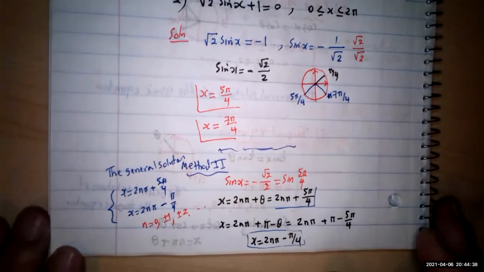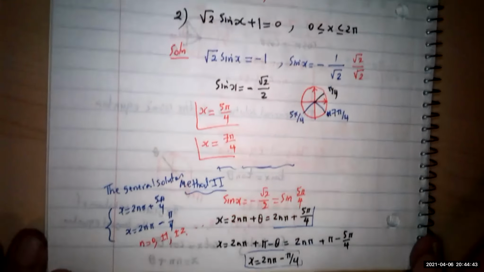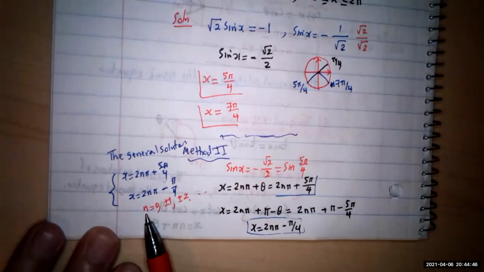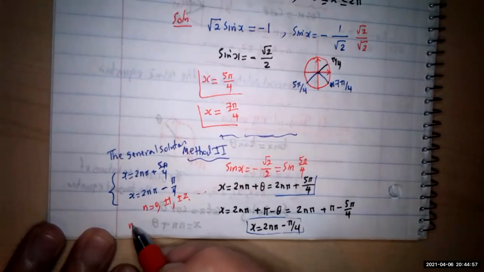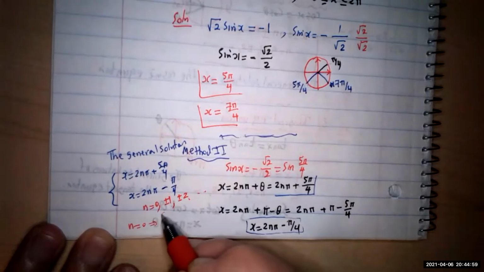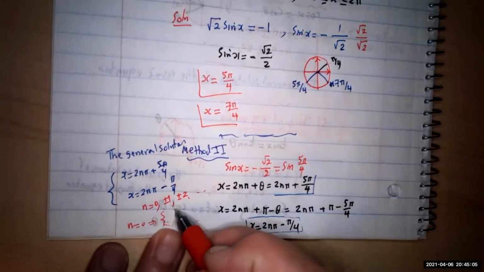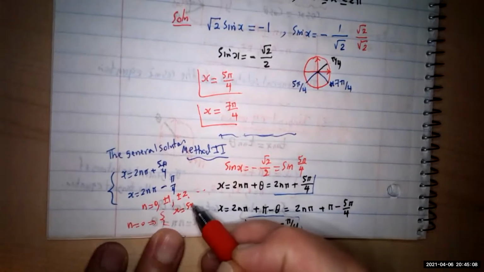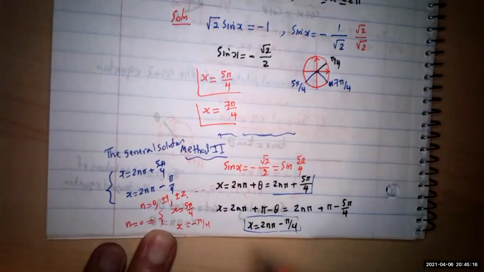Why? Because they just ask for the solution between 0 and 2 pi. So how are we going to find the solution between 0 and 2 pi? You have to substitute the n to get those numbers. Okay, if you stay with this method, you're not done. You have to put, for example, n equal to 0. If you put n equal to 0, from the first group, you get x equal to 5 pi over 4. That is the first one. Okay, from the second one, you get negative pi over 4, which is no good.